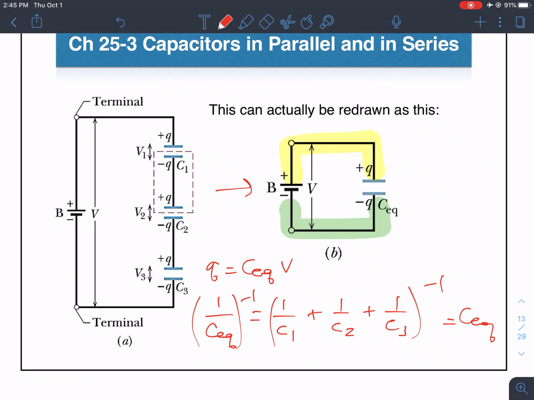Because of this algebra, what you really see is C equivalent will always be less than the individual C's. So you should always check your algebra. Let's say the lowest one was like 1 nanofarad. Then you should expect that C equivalent will be less than that. Okay, so once you know that, it is nice to check if your algebra makes sense, because if you forget to take the inverse, you're going to get a bigger value, and that's kind of good to know.